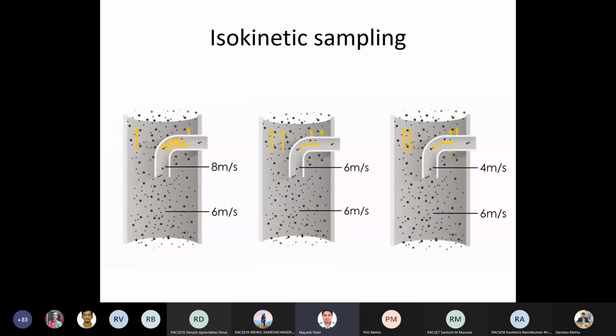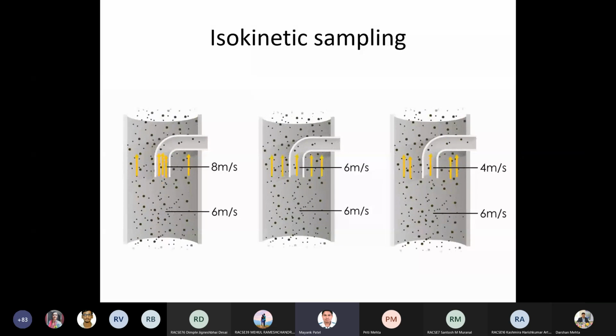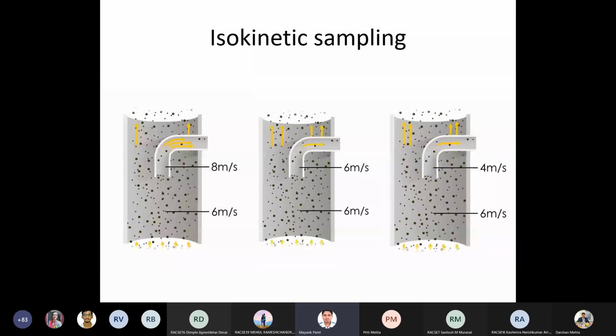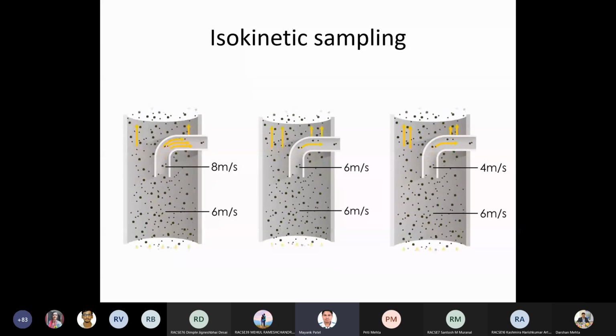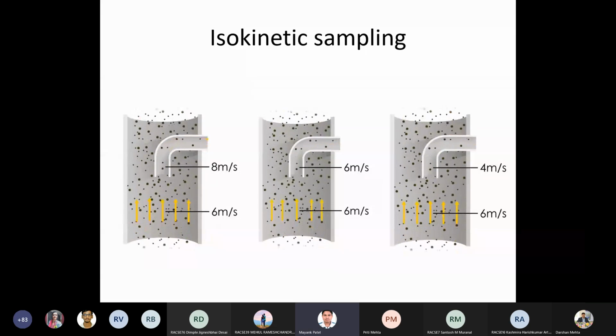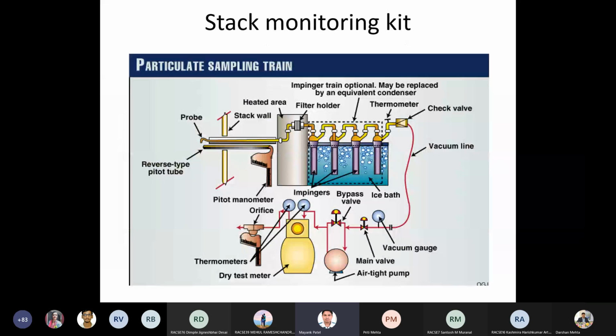So for that purpose, you need to first measure the stack velocity with the help of a pitot tube, and then you will select the size of the nozzle for the sampling of the gases. So this is the particulate sampling train, and these are the impinger tubes we talked about, right?